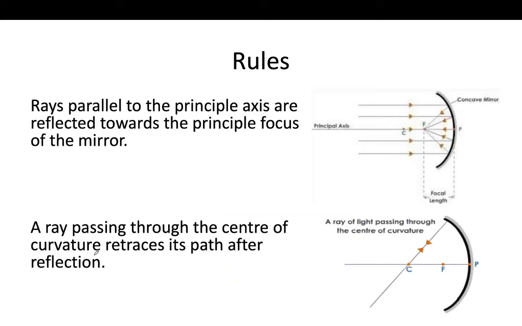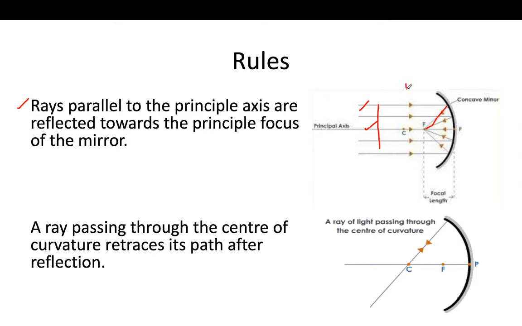So what are the rules of this? The first rule is: rays parallel to the principal axis are reflected towards the principal focus of the mirror. See, rays parallel to the principal axis, all parallel with the principal axis, are reflected. Whenever a ray falls here, it will go and come to the principal focus.